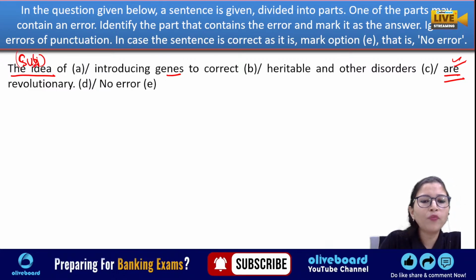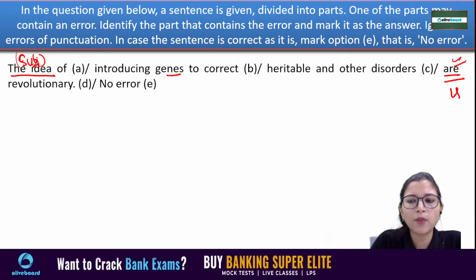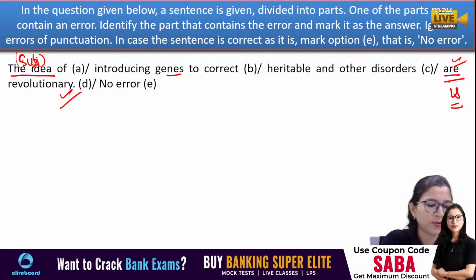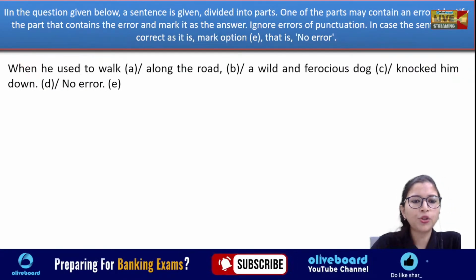So the idea of introducing genes to correct heritable and other disorders is revolutionary. So this idea is revolutionary. So simple, very good. D is the correct answer. Absolutely correct. 100% accuracy. Well done, guys. Next question.